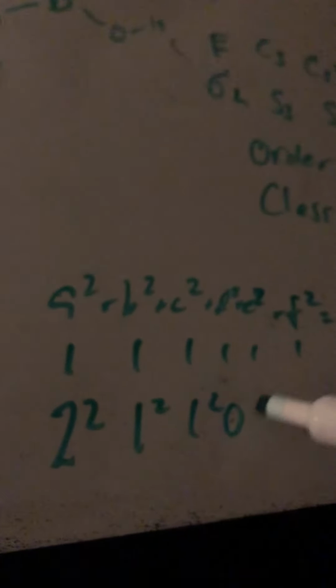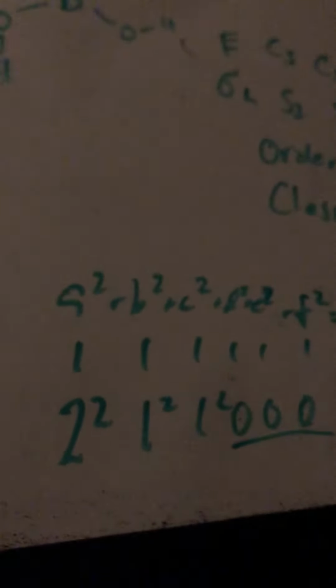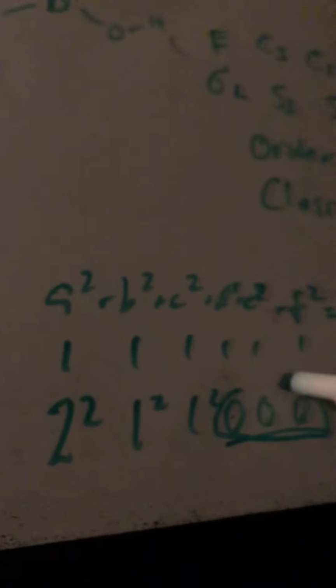Well, what does that mean for the other irreducible representations? They would be 0. They are the irreducible representations that would not be expressed.